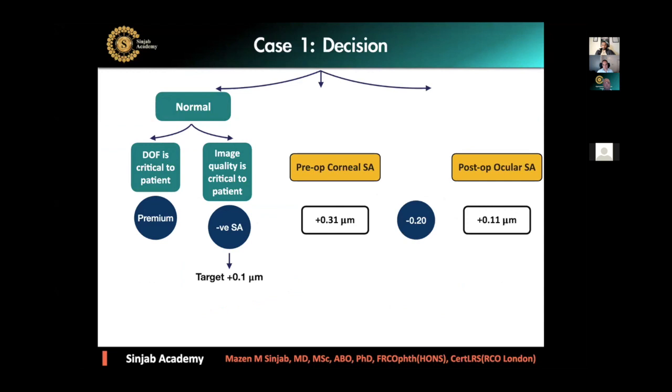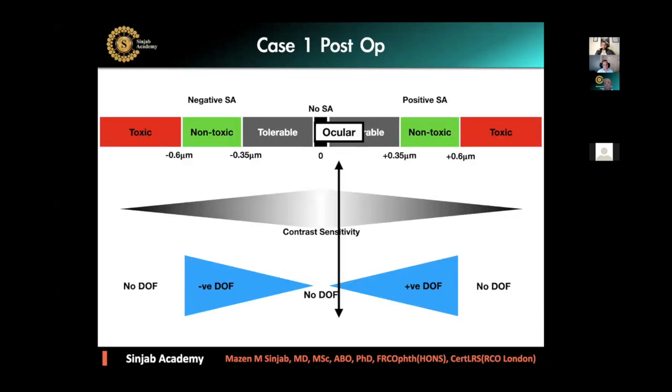Okay. Now, if the patient wants depth of focus, premium IOL, because it is normal. Otherwise, we negate it by implanting minus 0.20 in order to push it as close as to the plus 0.1. And in this case, post-operatively, the patient will be very near to the 0 spherical aberration, and he will have very good contrast sensitivity, but very bad depth of focus.